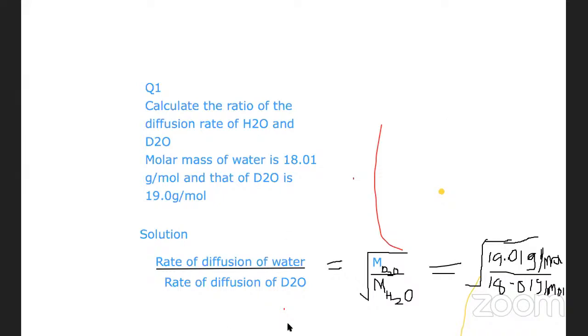Okay, so a second question now. You can write down for practice. Two gases.